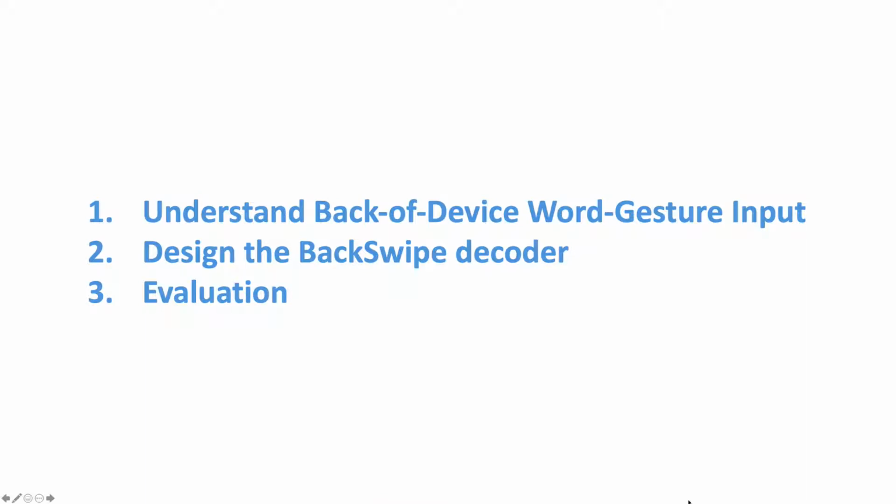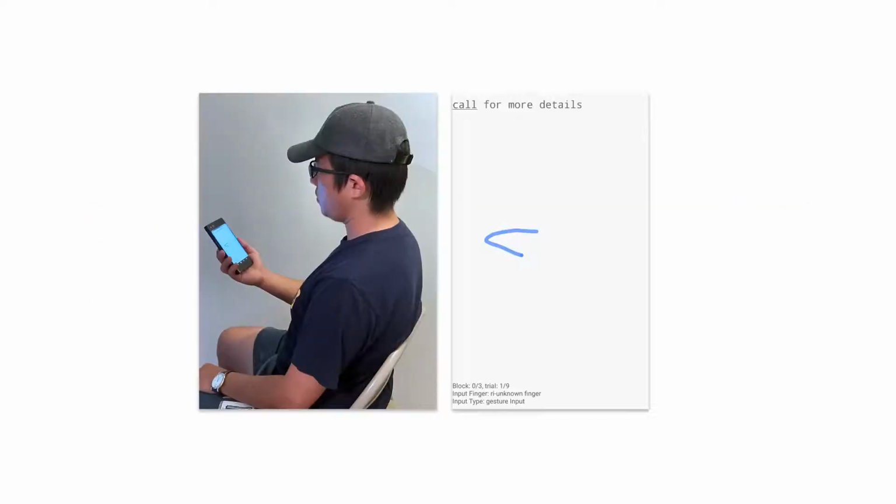In the following parts, I'll share our work with you. First, we carry out a study to understand how users perform word gesture input on the back of the smartphone. We instructed the participants to hold the phone naturally, imagining an invisible keyboard on the back of the phone, which could correctly decode their input. The study is a transcription task. The participants were instructed to draw a word gesture on the back of the device to enter the phrase.